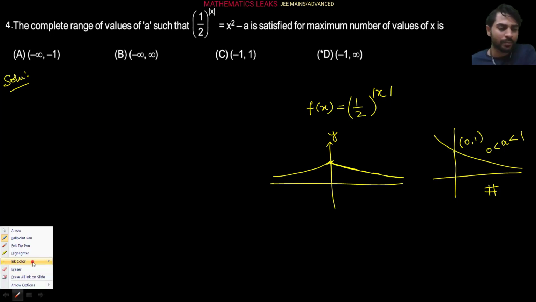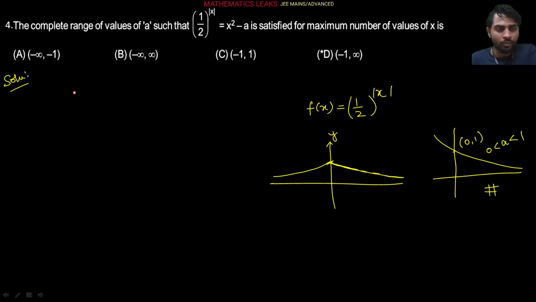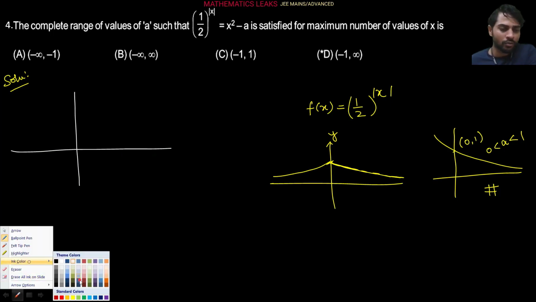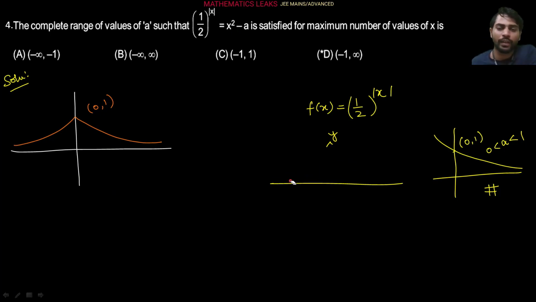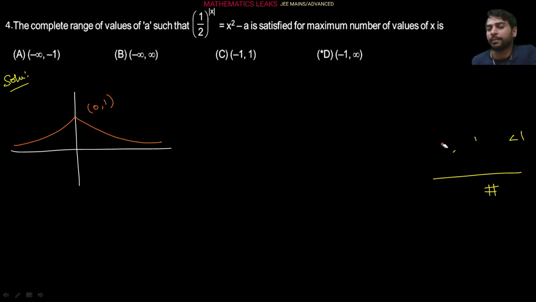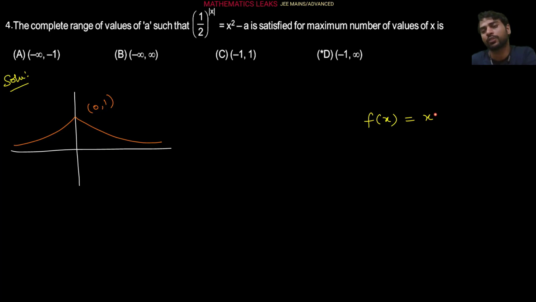So let's just make a Cartesian plane here. This is here, and 1 by 2 to the power mod of x, if we are talking about, its graph is coming like this one, clear? And this is the point (0, 1), clear? Now, on the right side of the equality, if you are seeing, this is x square minus a. So, let me clean this. Now, on the right side of the equality, we have f(x) = x square minus a.